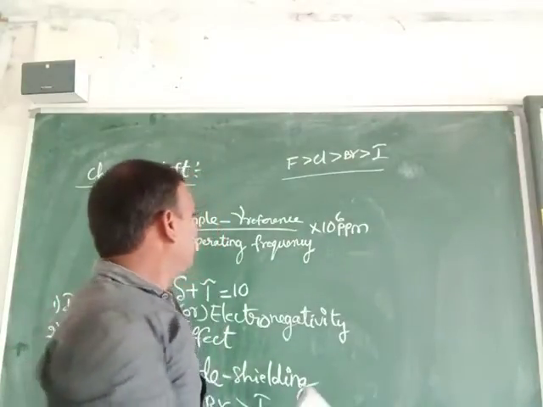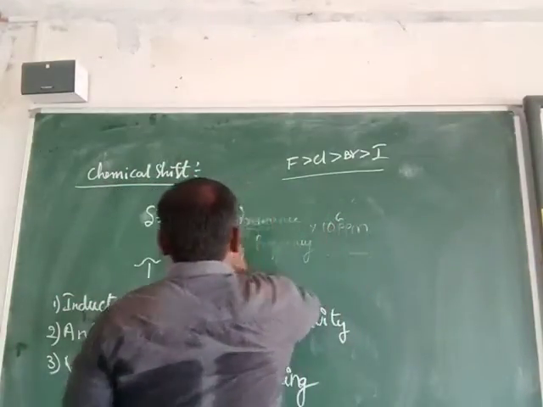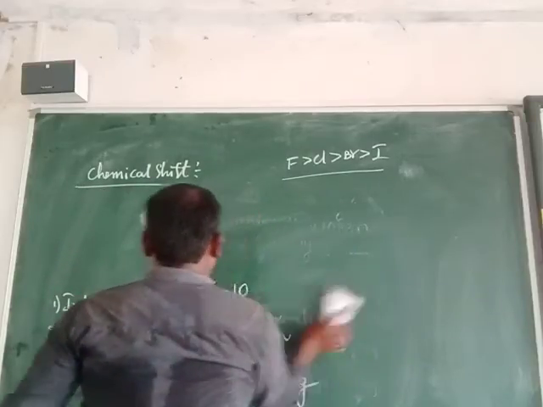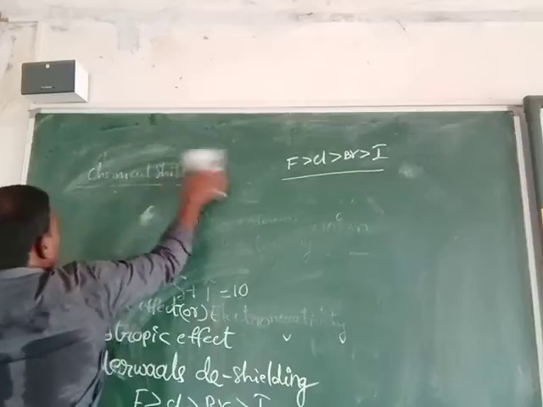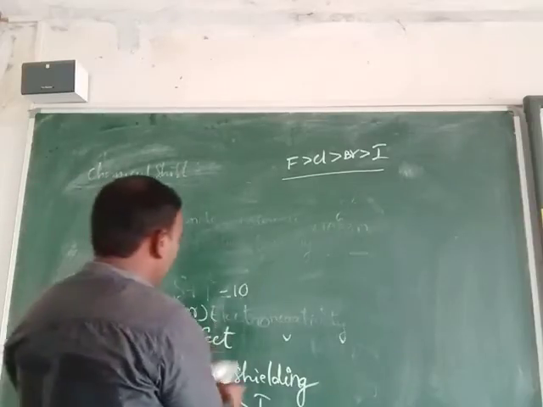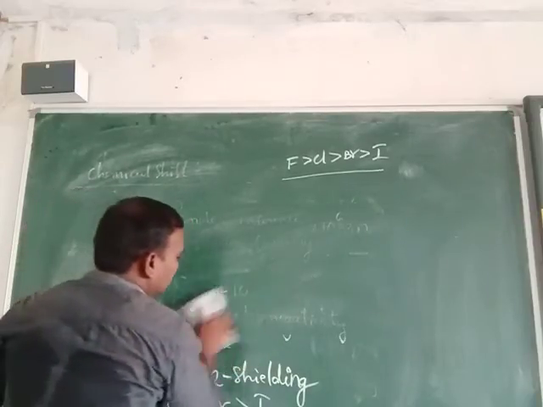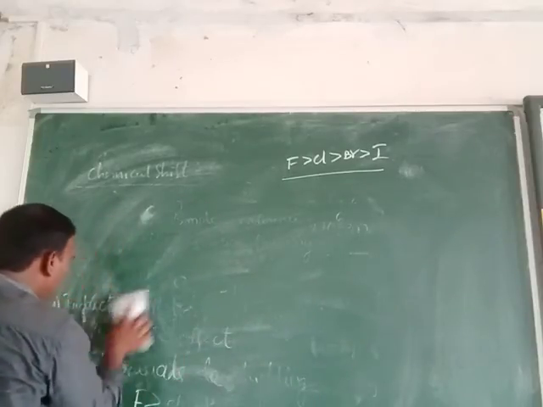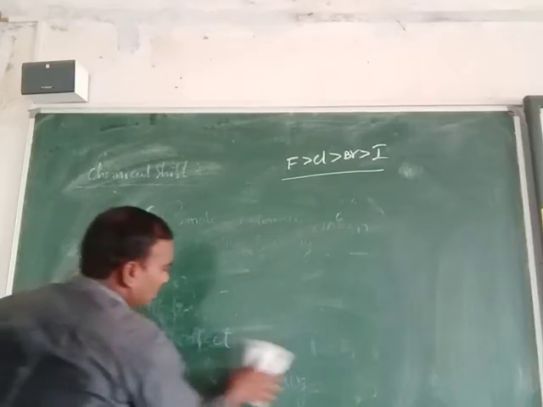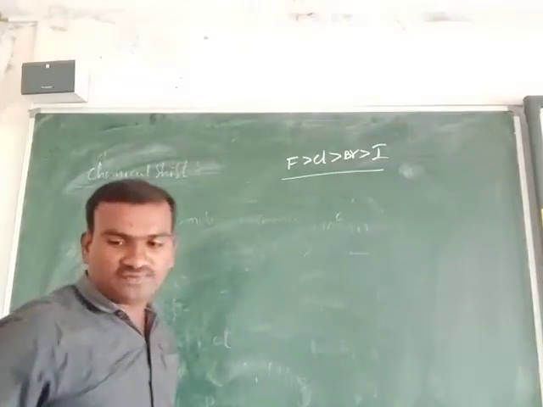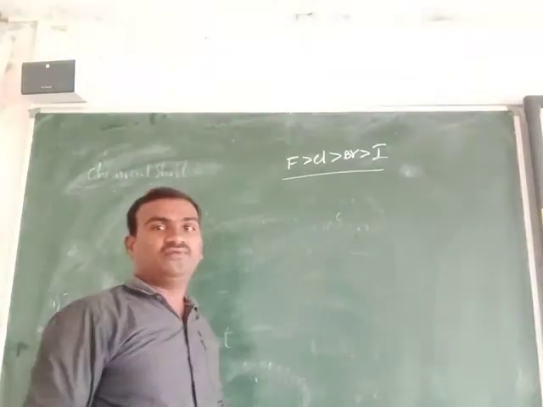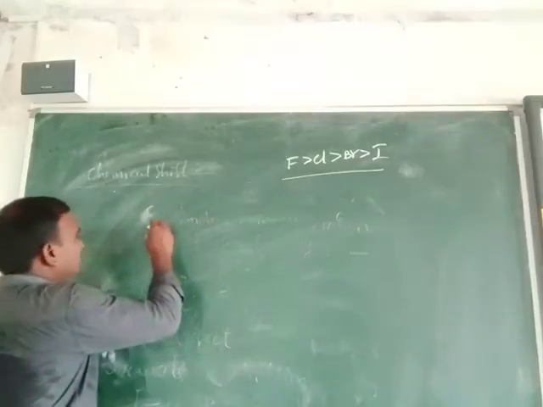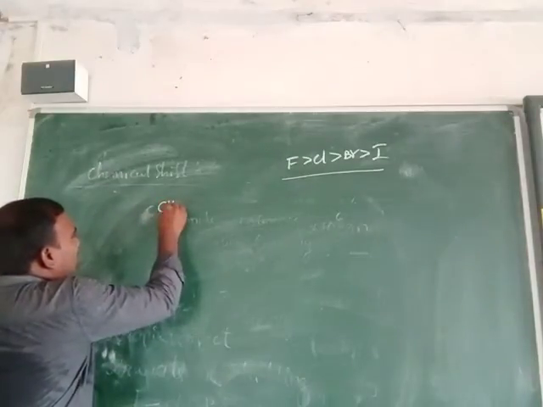So here, the chemical effect of the electronegativity on the chemical shift values. So how is the chemical shift influenced by the electronegativity of the atoms? So here, for example, methyl fluoride.